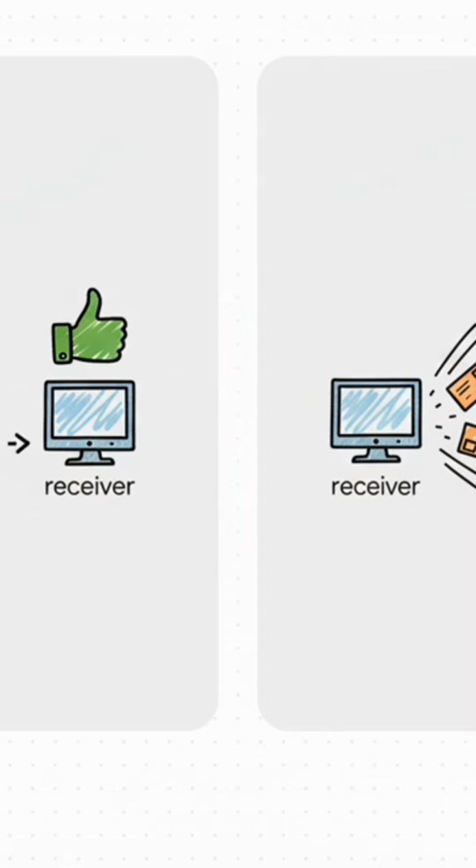Then you have UDP. This is more like a postcard. It's way faster, but there's no guarantee it'll arrive. This is perfect for stuff like video streaming or online gaming, where speed is everything, and losing a single tiny frame here or there is no big deal.